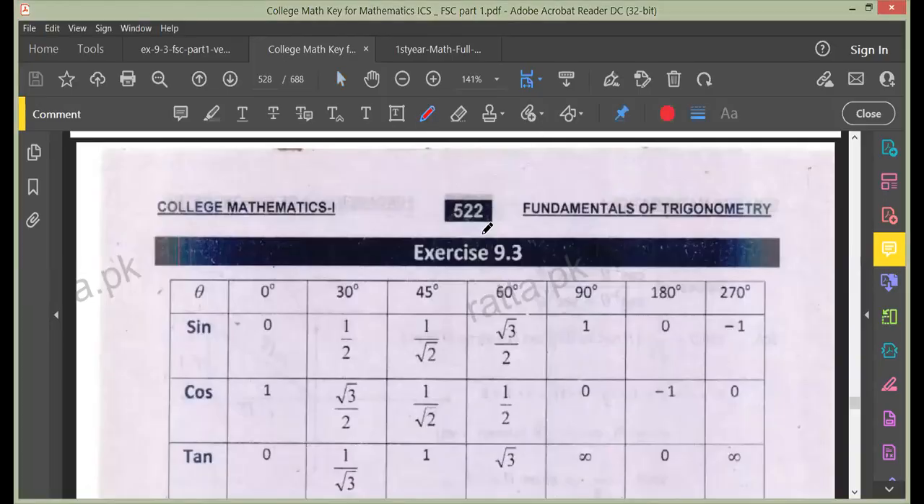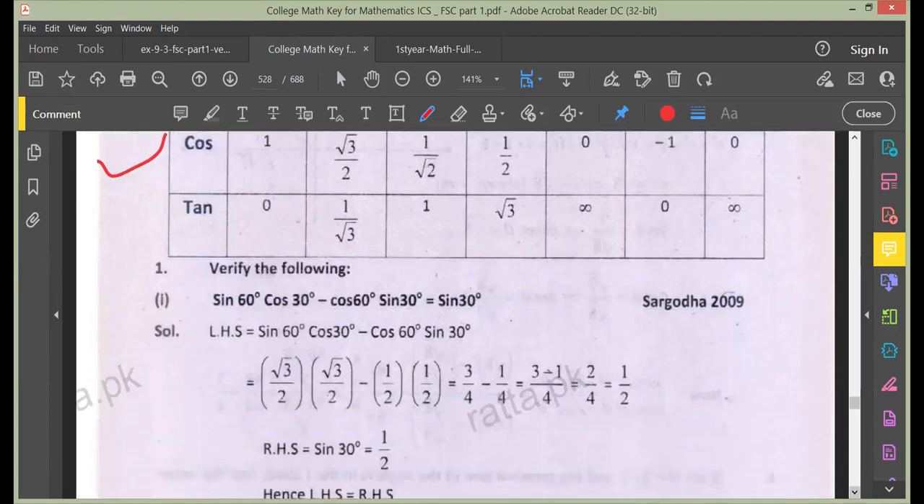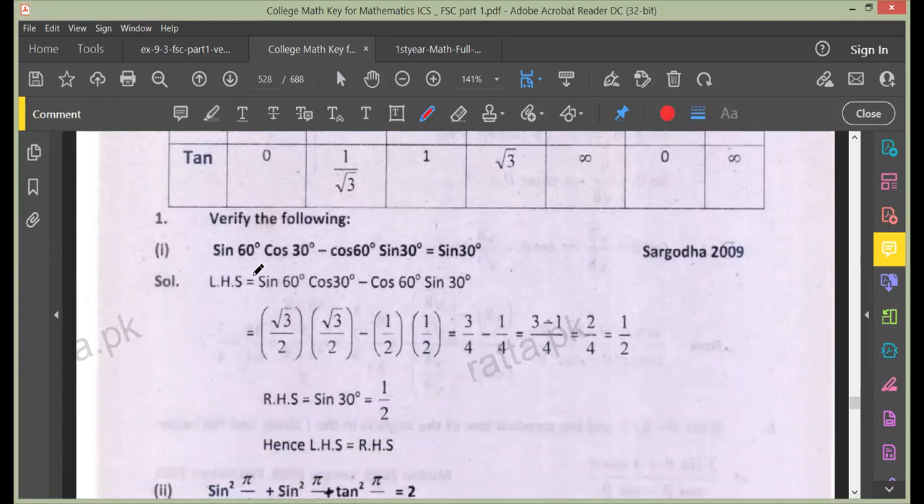Now we will start our exercise number 9.3. These are some of the important values at angles 0, 30, 45, 60, 90, 180 and 270. We will apply these values into our questions. So there is question number 1, sine of 60 cos of 30 minus cos 60 sine 30 will be equal to sine 30. So simply we know about the values of these functions.